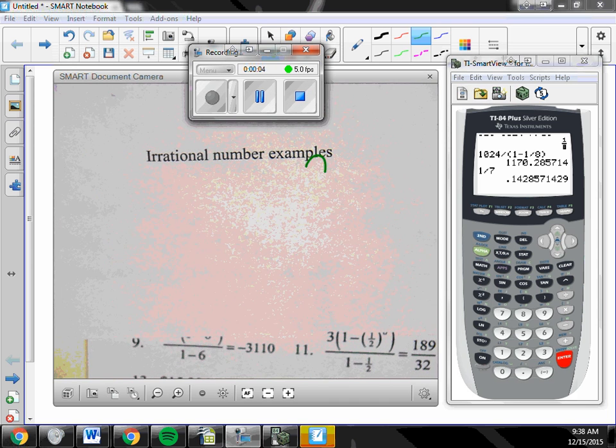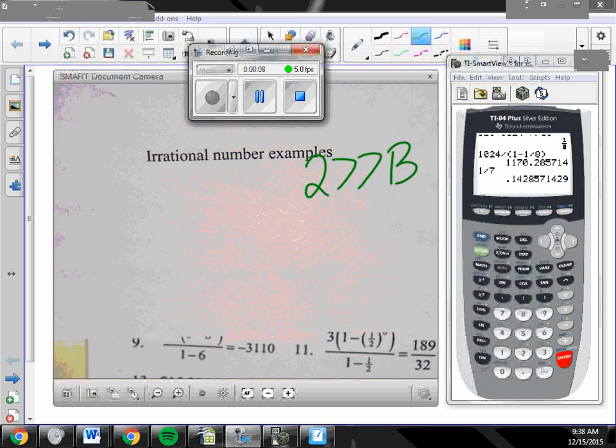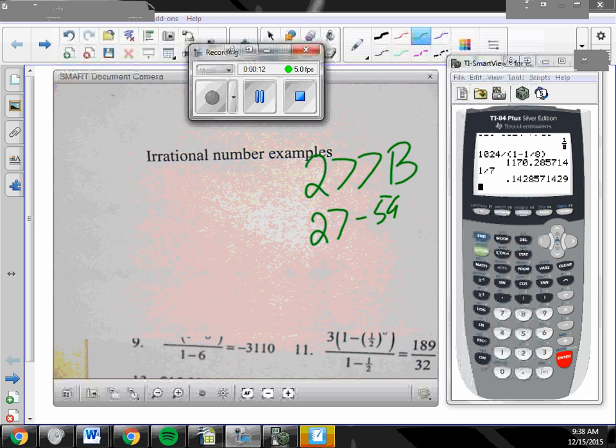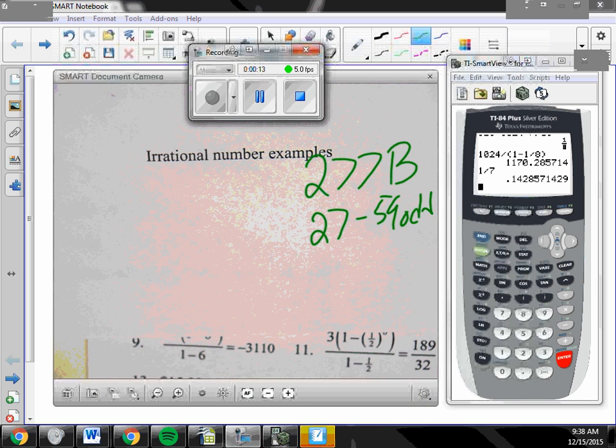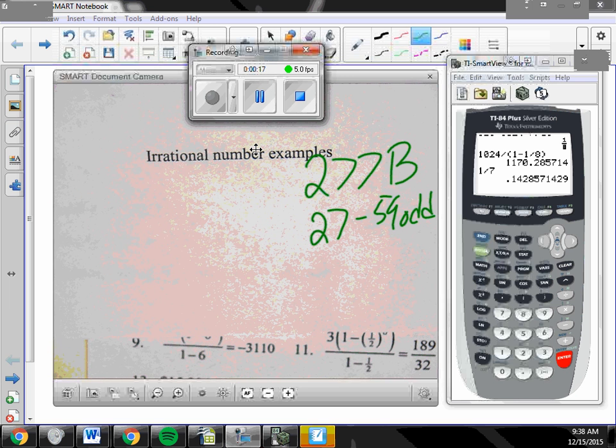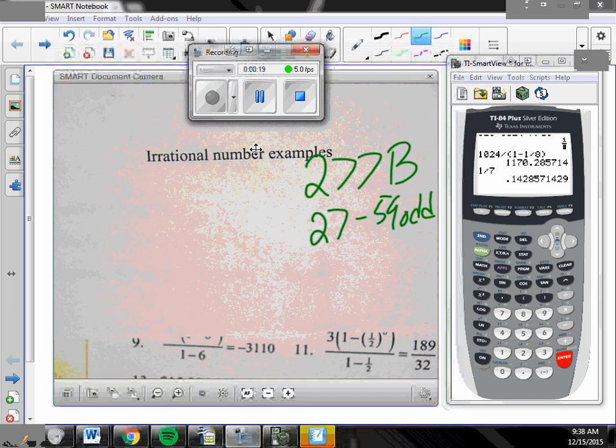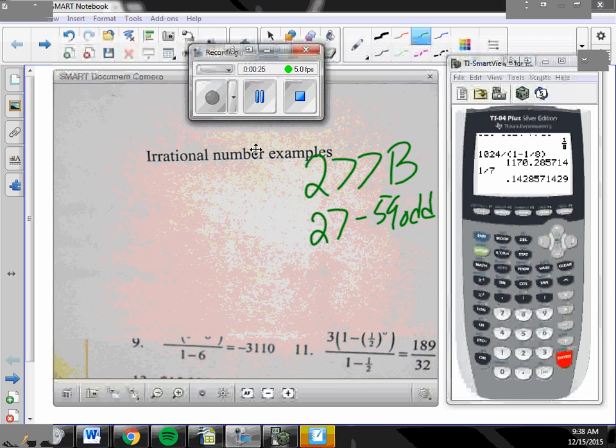Today we're going to work on 277b, which is 27 to 59 odd. So yesterday we did long division, which isn't difficult. And the nice thing about long division is it always works. You can divide any polynomial by any other polynomial using long division.